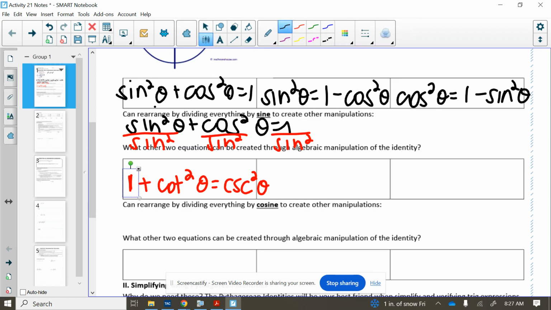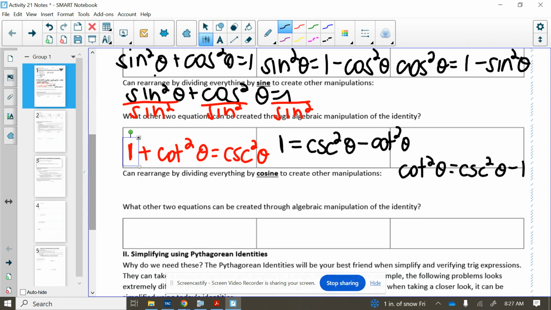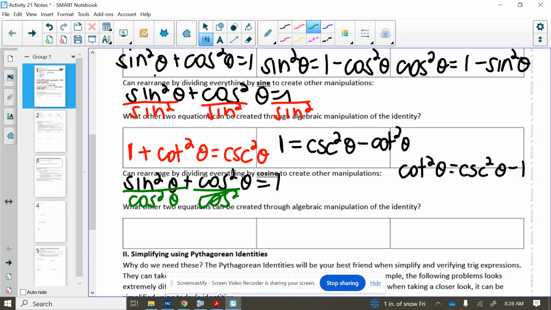And similar to the others, we can rearrange these. For instance, if we subtract over the cotangent squared, we could say cosecant squared minus cotangent squared equals 1. Or if we subtract over the 1, we could say cotangent squared equals cosecant squared minus 1. And again, if we take this original Pythagorean identity, we can also divide everything instead by cosine squared and get another set of formulas that we could potentially use.